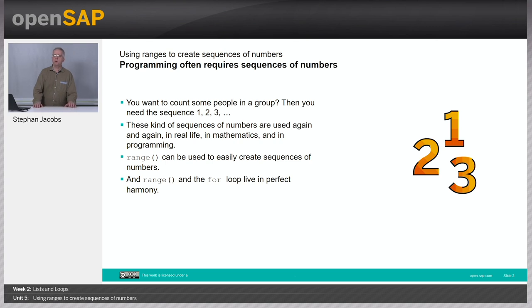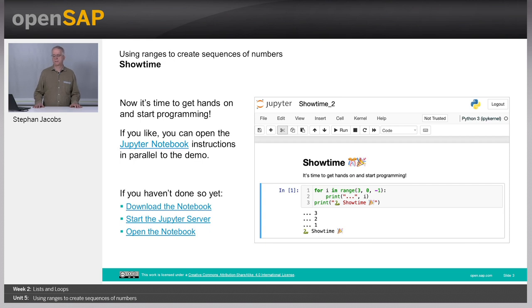In programming, you often need a sequence of numbers. 1, 2, 3, 4, or 10, 9, 8, 7, and so on. These types of sequences of numbers can be produced using a range. A range can really easily create these sequences. And importantly, the for loop and the range work perfectly together. It's showtime again. Open your notebook and let's look at how it really works.